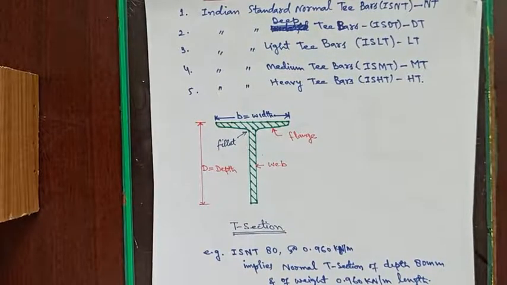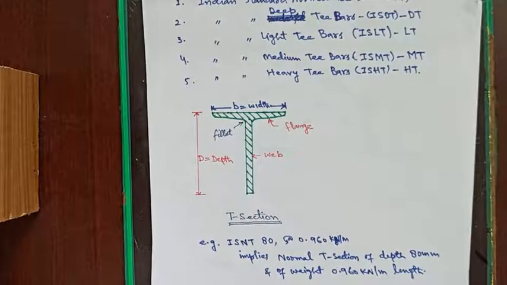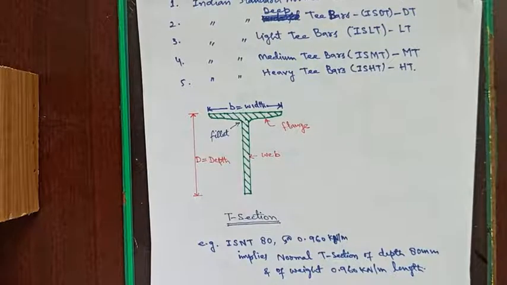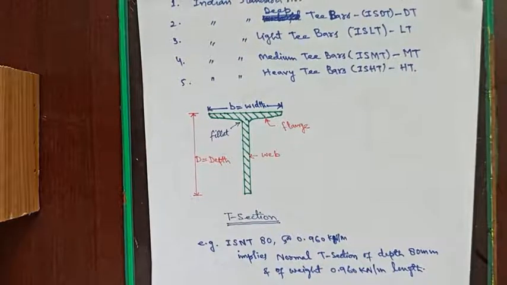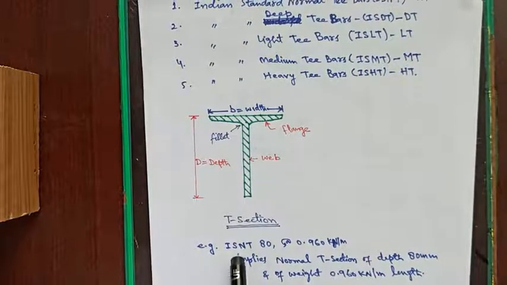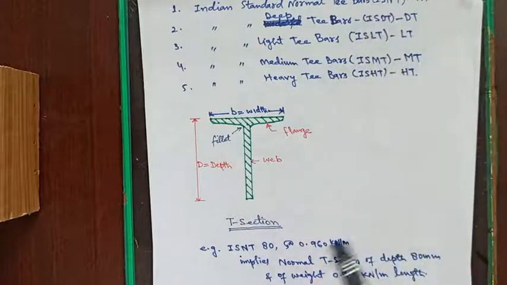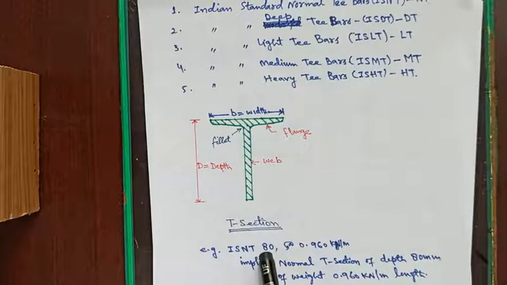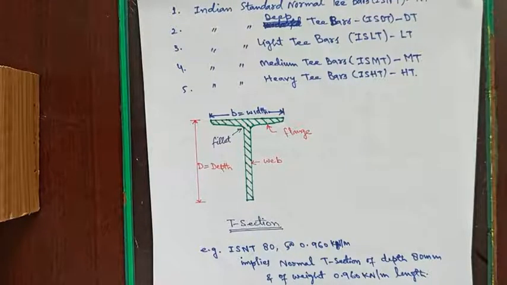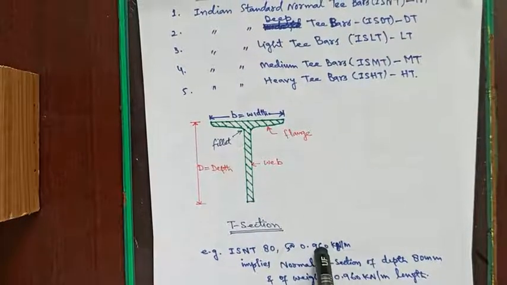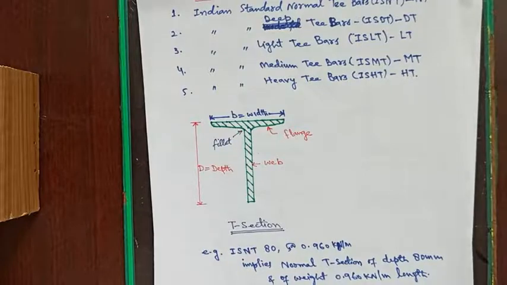For example, we have a T section of ISNT 80 at the rate of 0.960 kN per meter. It implies a normal T section, that is ISNT, of depth 80 mm, where D denotes the depth of the section, and of weight 0.96 kN per meter length.